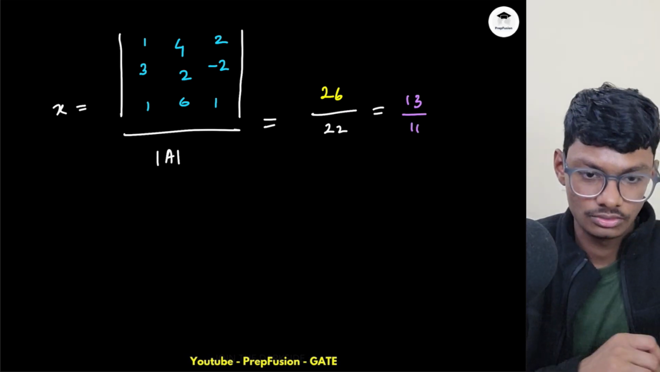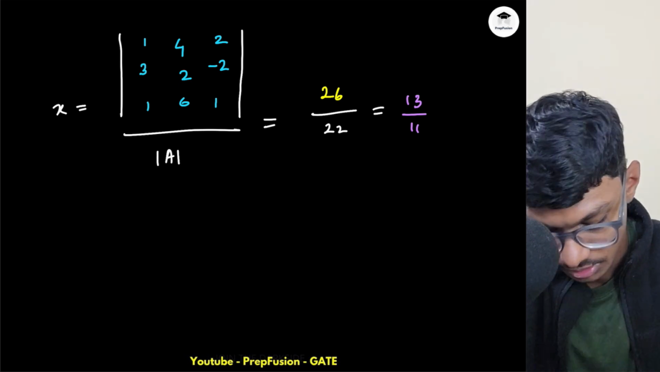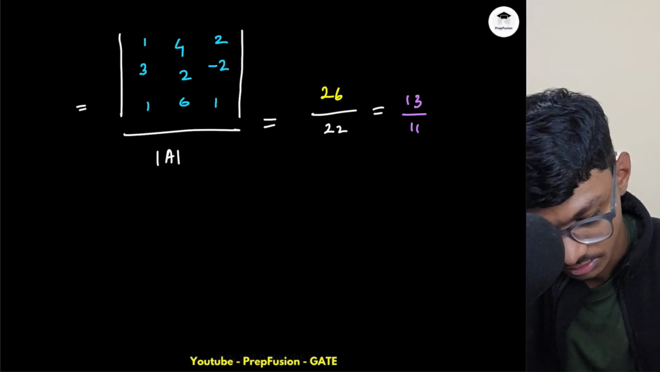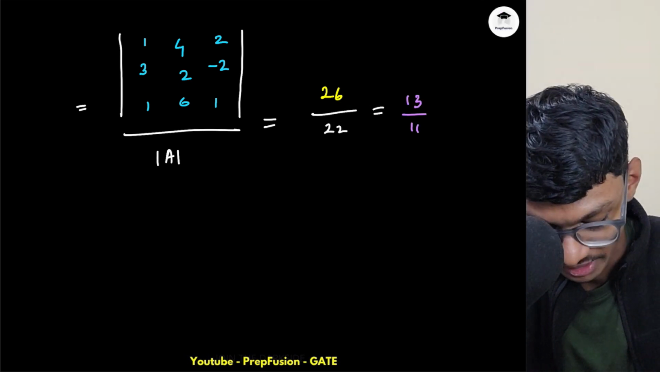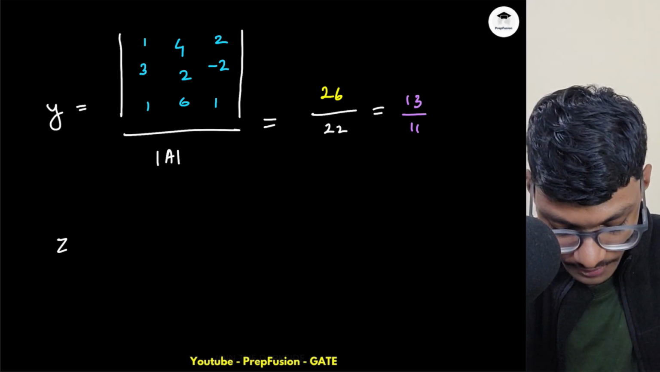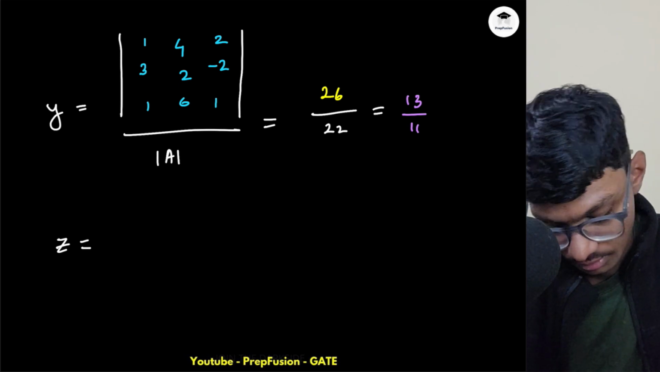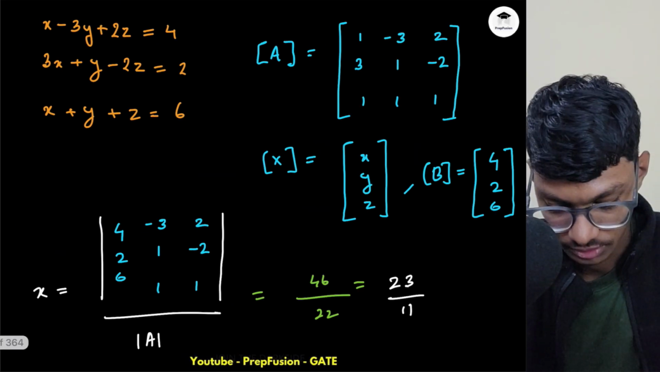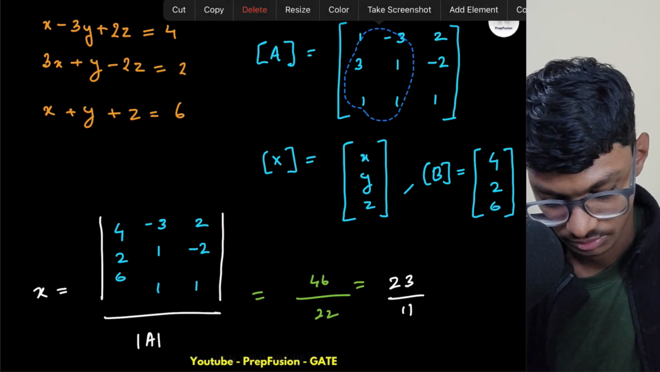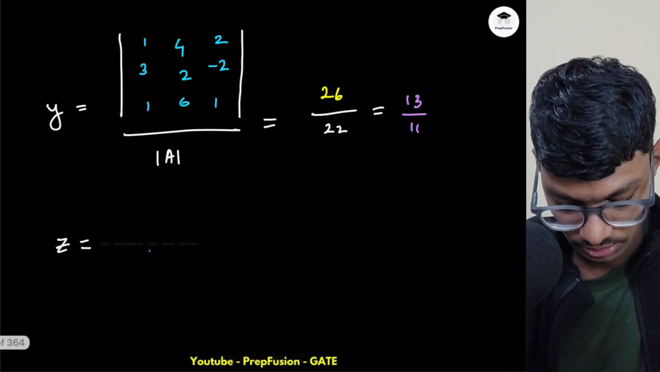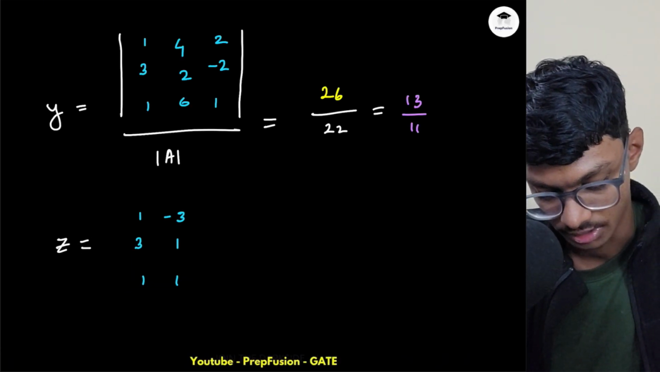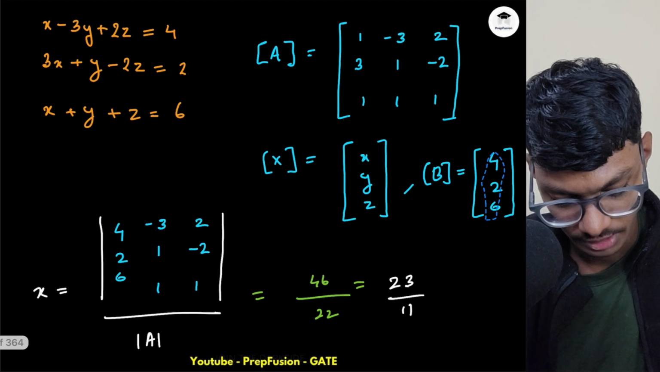Okay, so next is about the, sorry, this is not x, this is y. That is the bad habit of copying. So next is z. So I will copy these two columns, and the last column will be replaced with this.